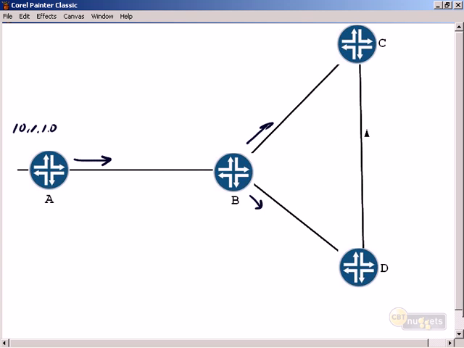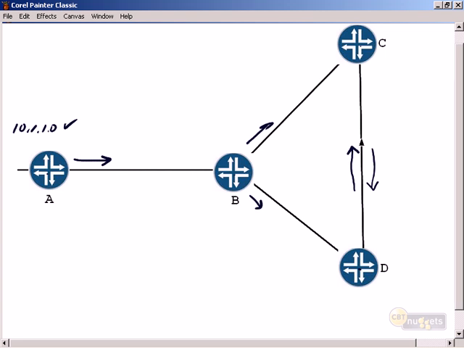But router C and D are where things become kind of weird. Router D sends an update to router C saying, hey, I know about network 10.1.1, and it's 1, 2, 3 hops away. And of course, router C is going to update router D going, hey, I know about network 10.1.1.0. It's 1, 2, 3 hops away.